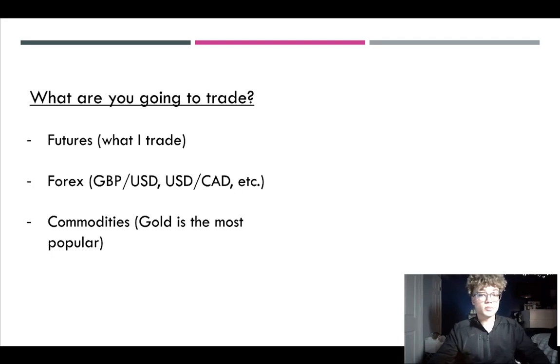The next one is forex. Forex is very heavily regulated in the United States, so there are not a lot of brokers that use them. You have to use a lot of offshore brokerages. I never found that to be very good, and I didn't want to go through all that.